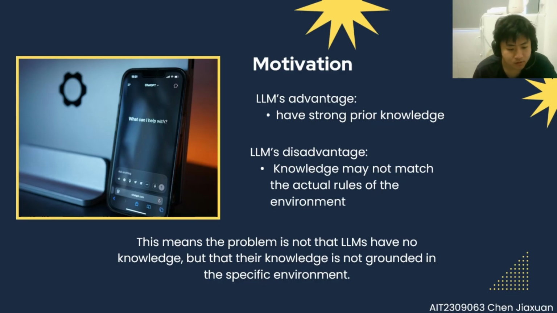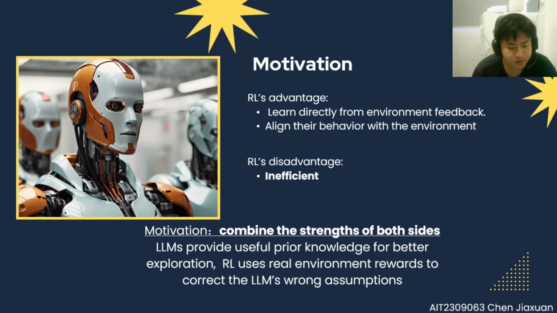So this means the problem is not that LLMs have no knowledge, but that their knowledge is not grounded in the specific environment. They rely on general common sense, while decision-making tasks require accurate understanding of the valid actions and the state transitions. On the other hand, RL agents can learn directly from the environment feedback. Through trial and error, they can eventually align their behavior with the environment. However, traditional RL usually starts from a random policy, so it is inefficient, especially in tasks with large action spaces, long horizons, or sparse rewards.